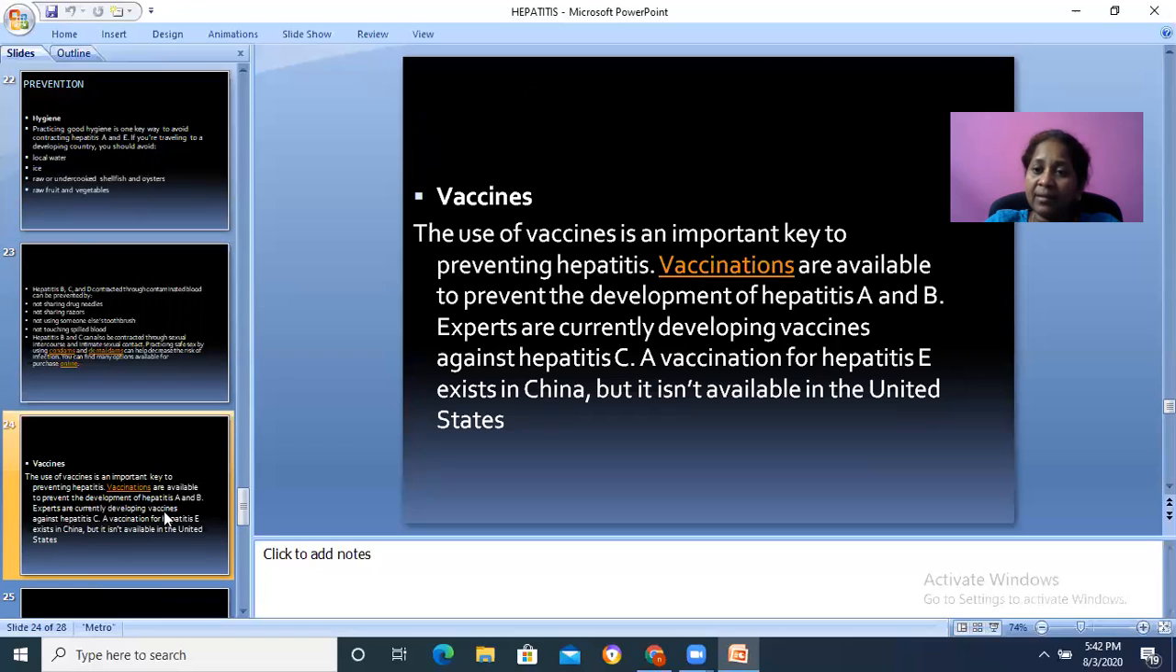Experts are currently developing vaccines against hepatitis C. Vaccination for hepatitis E exists in China, but it isn't available in the United States.